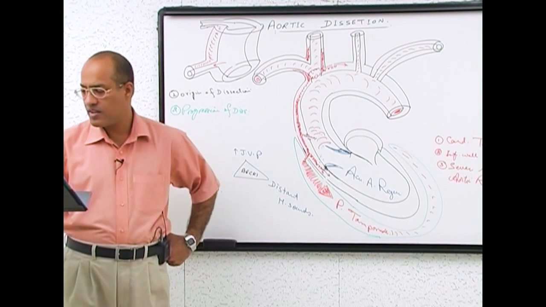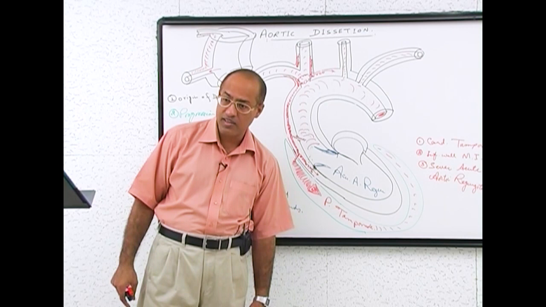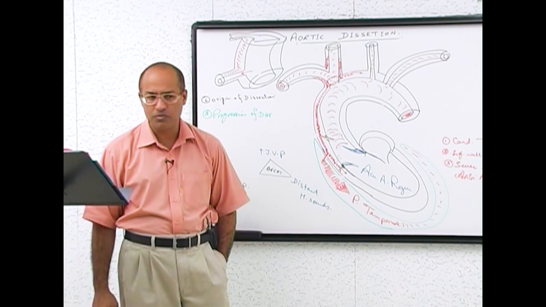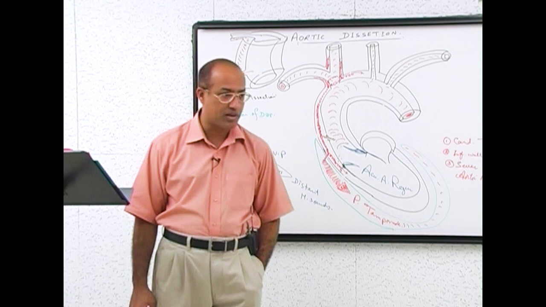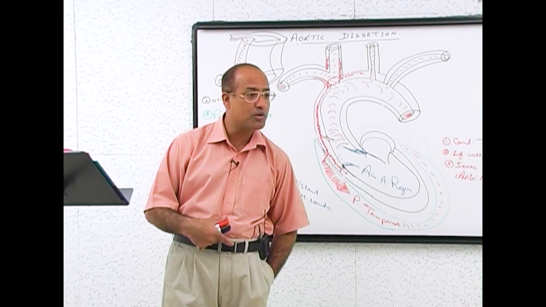Paraplegia. And then, of course, look, if the dissection is going distally and it goes to the abdomen, then what may happen? It may involve the origin of the renal artery, and the patient may become suddenly anuric if both renal arteries are involved. The patient may become anuric very rapidly, with renal failure. Sometimes it extends into the mesenteric arteries as they originate from the aorta, and there will be severe central abdominal pain due to severe mesenteric ischemia. Is that right?